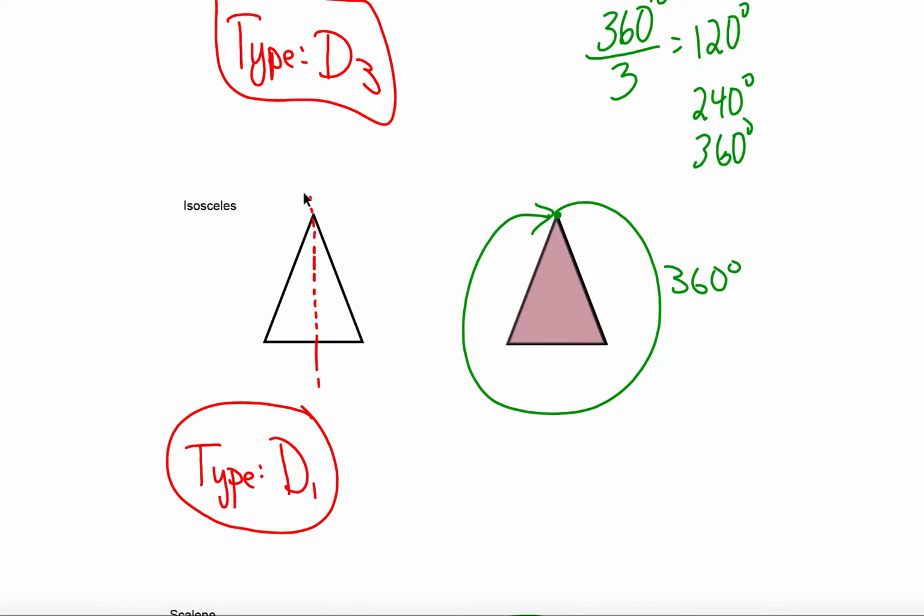Isosceles triangles don't have as much reflective symmetry. If I went from here down, isosceles triangle means that 2 sides are the same. And if I went through this reflective line, it would look like itself. And if I rotated 360 degrees only one time, it would look like itself. So it has both reflective and rotation, so it's a D, and it only has 1, so it's a D1.